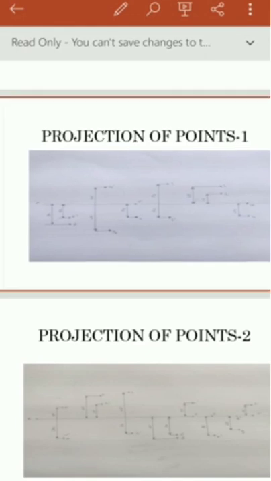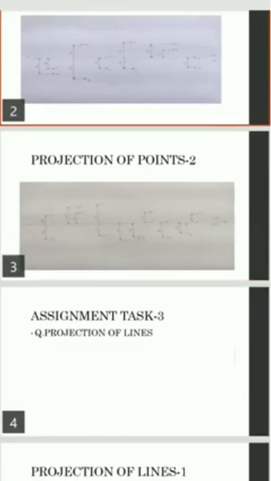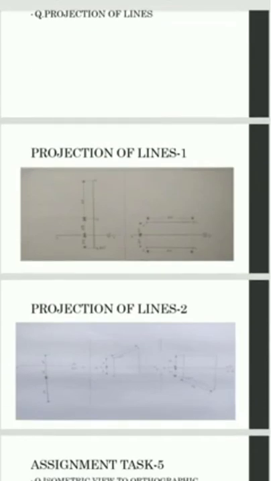These two projections, projection of points 1 and projection of points 2, we drew based on that. For example, in this P and P dash, which is 30 mm below HP and 20 mm below VP. It is 28 mm above HP and 40 mm below VP. Just like that we are drawing the points and marking them. Assignment 3, projection of lines.